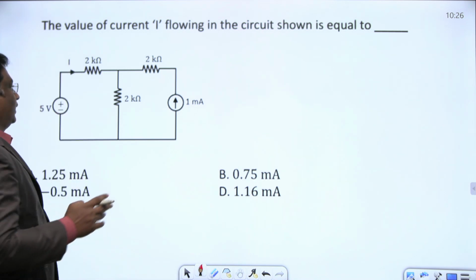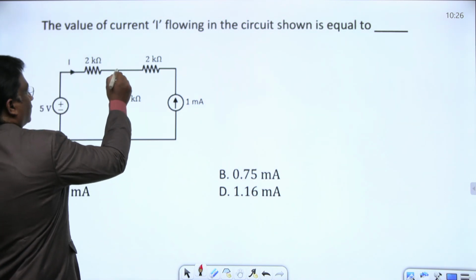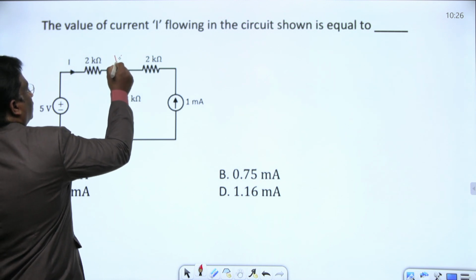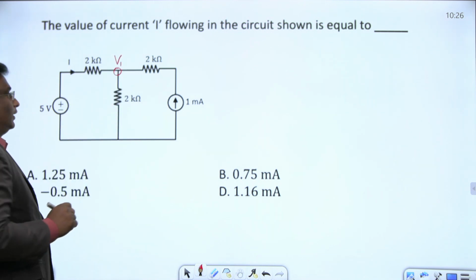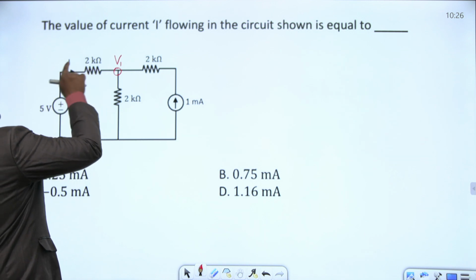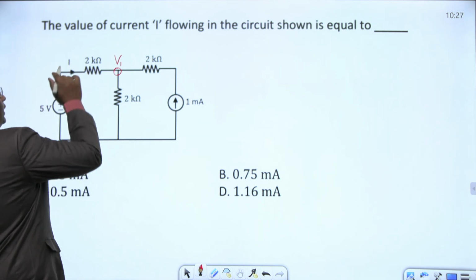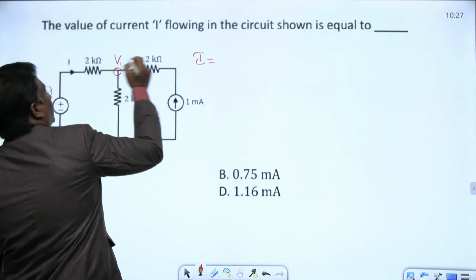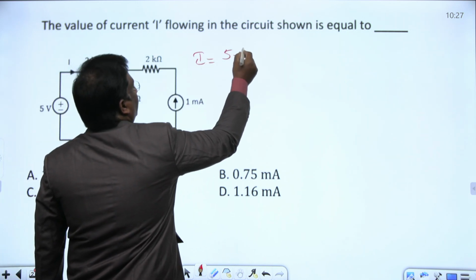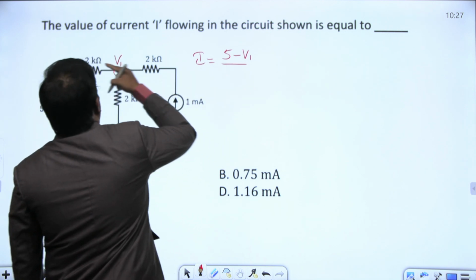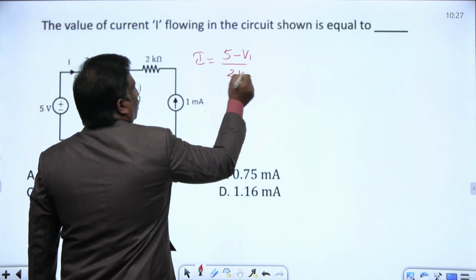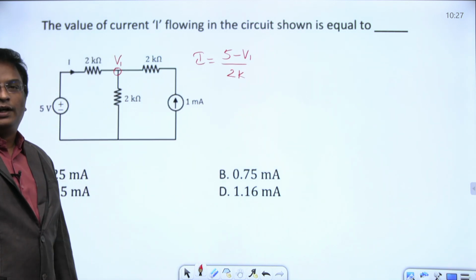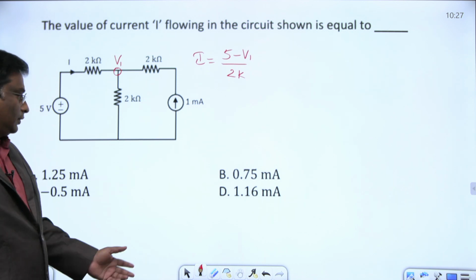How to find this I? Suppose this voltage is V1, and this is 5 volts. We need to find the current I. This current I is nothing but starting voltage minus ending voltage divided by total resistance. Resistance is 2 kilo. In order to determine this current I, we should know the value of V1, that's all.